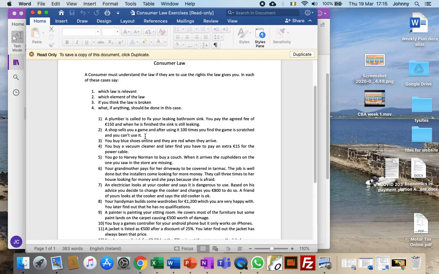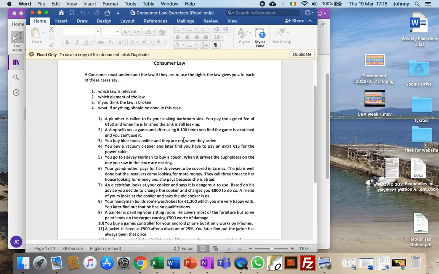Something must be as described. If you saw a catalogue, a brochure, an advertisement on TV, what you get must be the same. No, not really relevant here. Something must be fit for purpose. So the game is scratched and you've used it 100 times. Well, maybe the game isn't up to what it should be, but I think, to be honest, using it 100 times is probably a reasonable period of time.